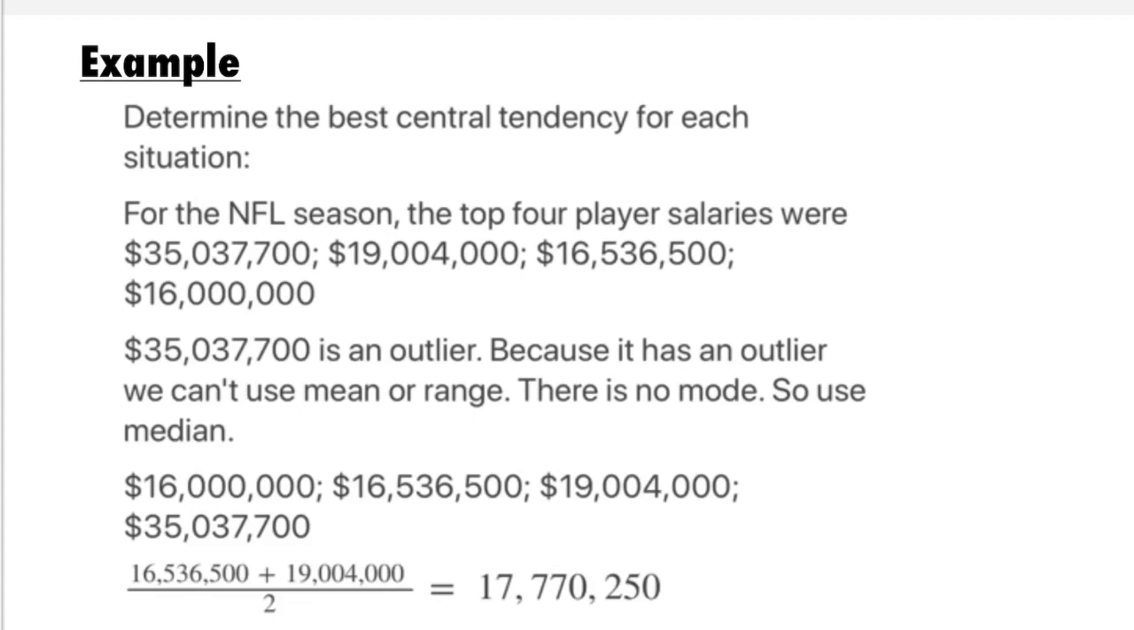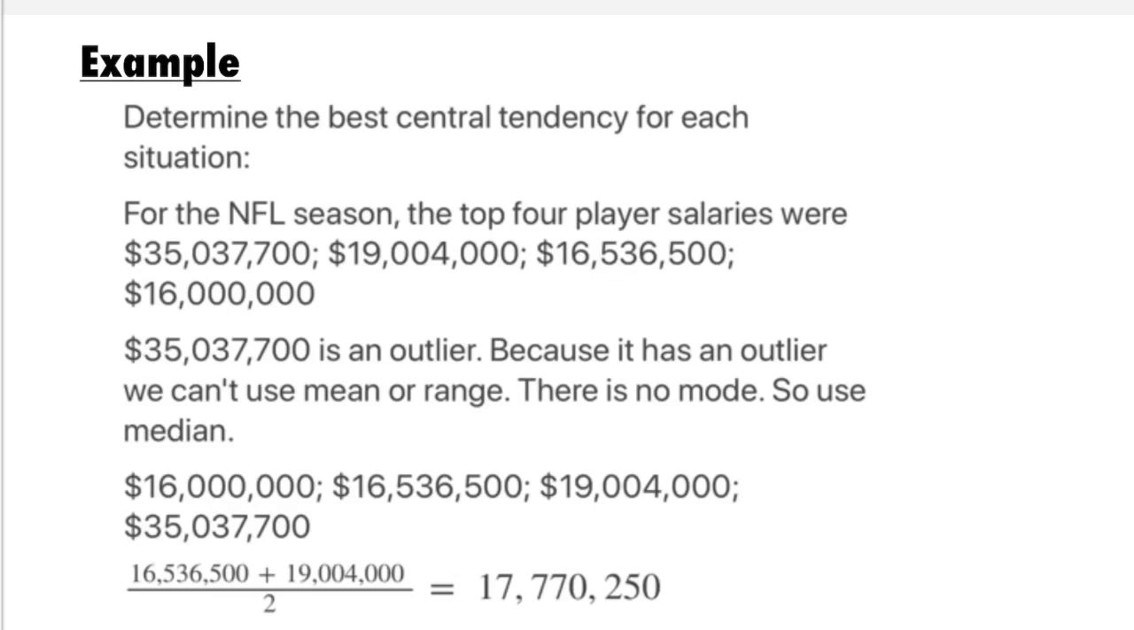So the first situation we have here is the top 4 salaries for NFL players. And we're just going to look at the millions place. So we've got 35 million, 19 million, 16 million, and 16 million. And so hopefully you see that 35 million is significantly larger than the other 3, 19 and 16 and 16. So 35 million is considered an outlier. So this set of data has an outlier in it.